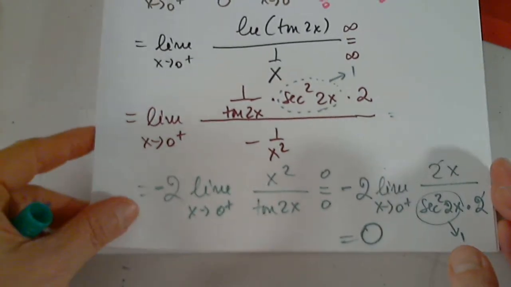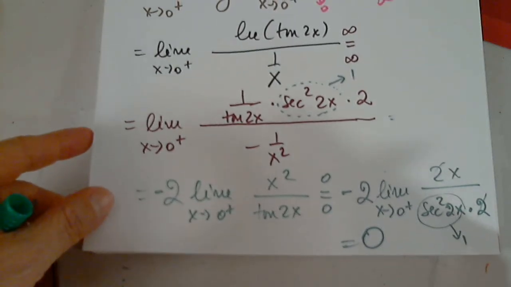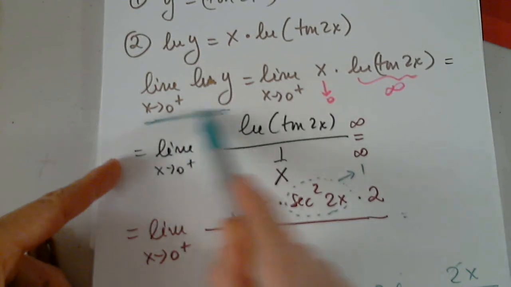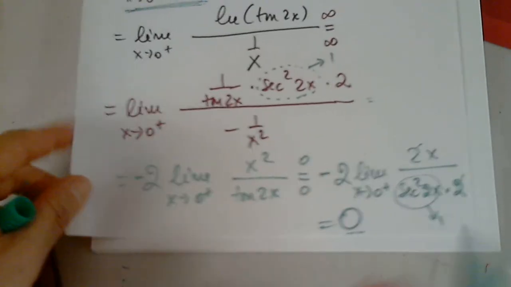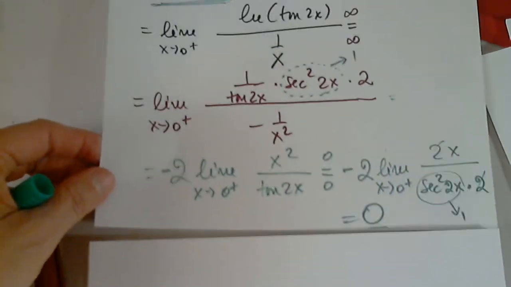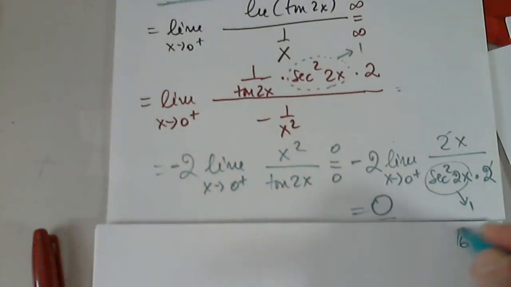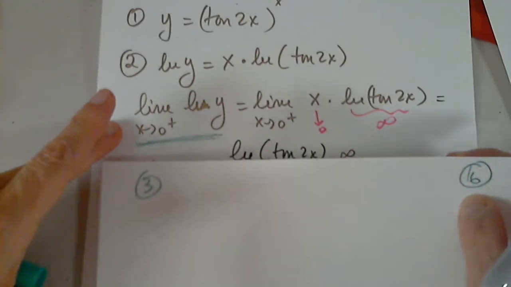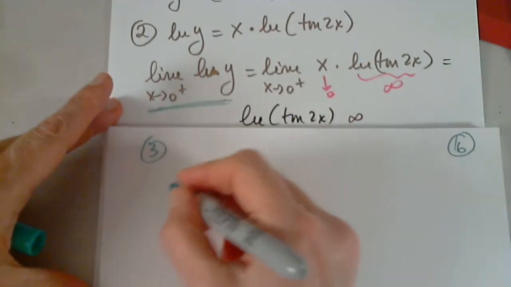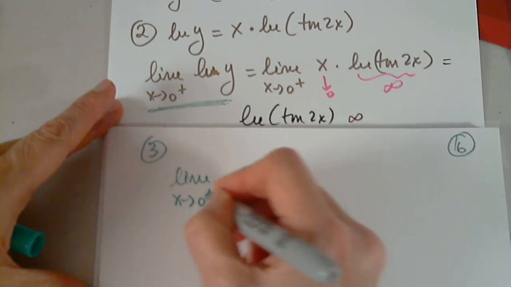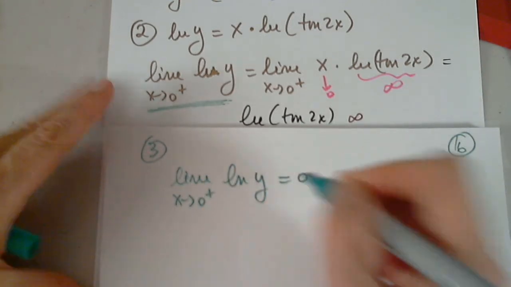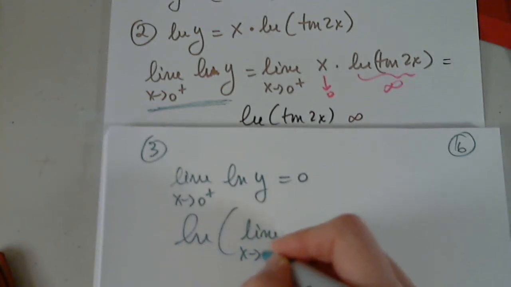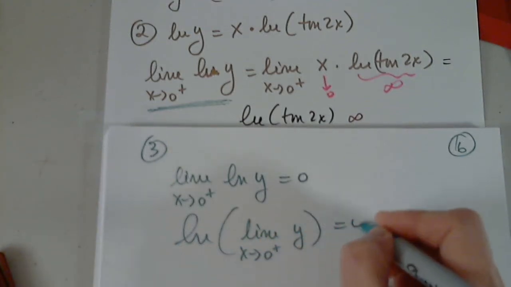Okay, now I have to copy this and copy the end and swap the operators. So in step 3, I'm going to just copy limit as x approaches 0 from the right of natural log y equals 0. I swap the operators. Natural log of limit as x approaches 0 from the right of y is 0.